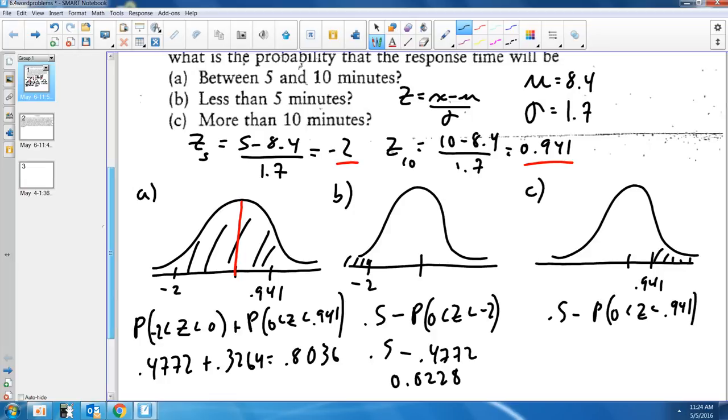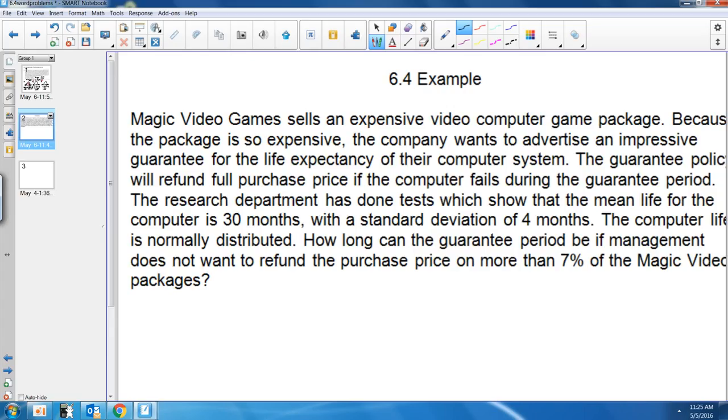The last one is going to be the chance that the policeman shows up after 10 minutes. So that means it's going to be 0.5 minus 0.3264, 0.1736, a 17.36% chance that the policeman will show up after 10 minutes. That's one type of situation. There are a lot of different problems involving that same scenario. Let's go to the next one.